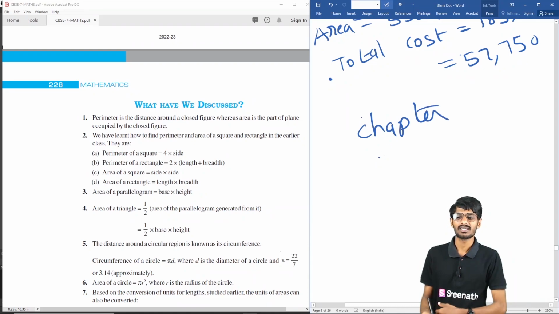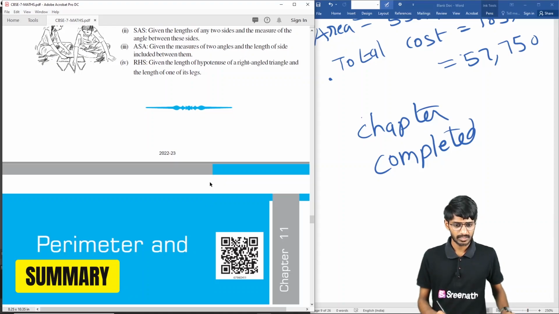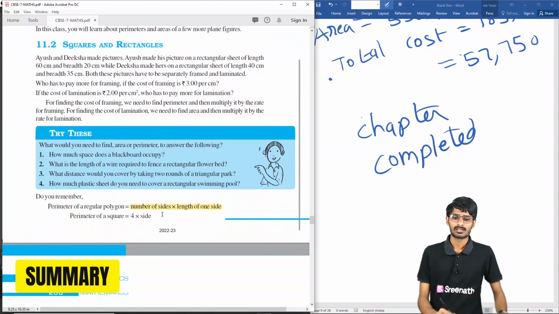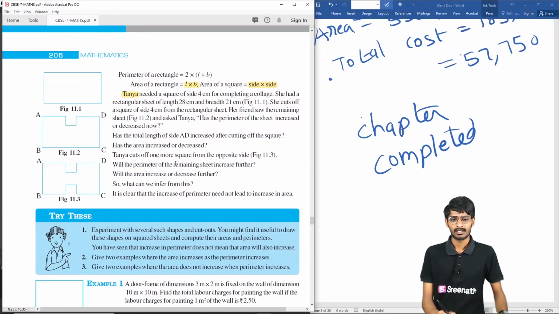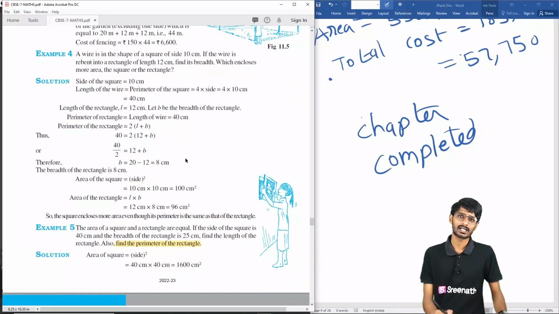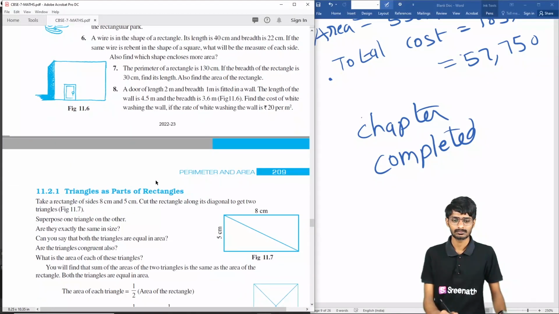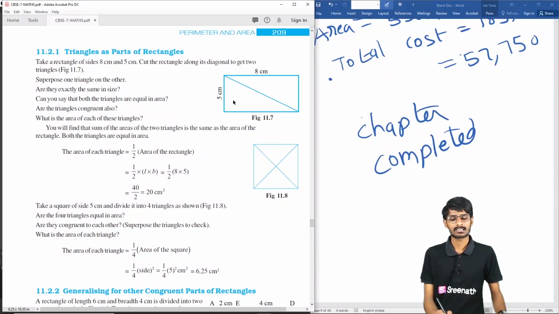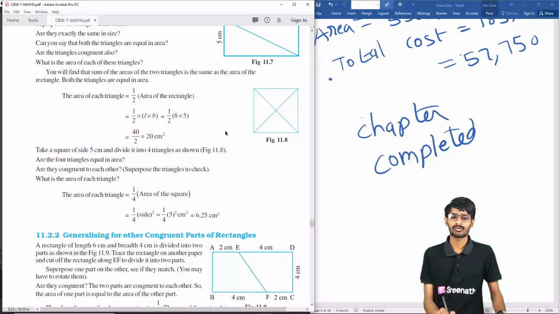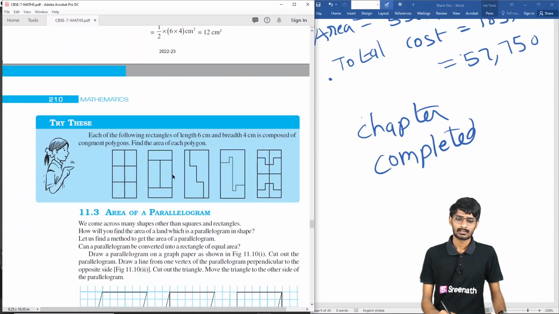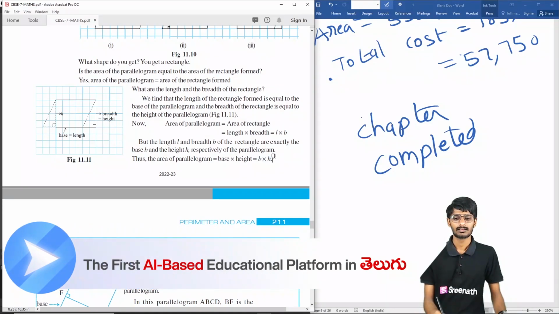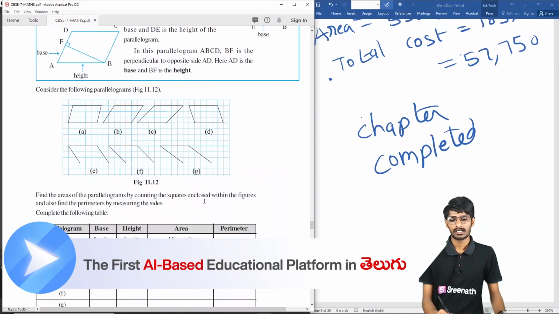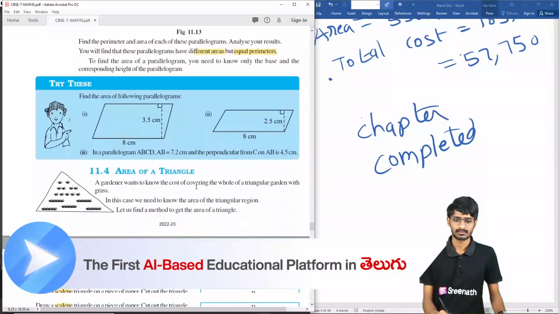Finally the chapter is completed. We will see the summary of this whole chapter, students. The present chapter is perimeter and area. The perimeter of any regular polygon is the number of sides into the length of one side. And we have solved some problems regarding the previous knowledge. And we have made rectangles into 2 triangles and found the area of the triangles. And the area of a parallelogram is nothing but base into height. Based on this we have discussed some problems.